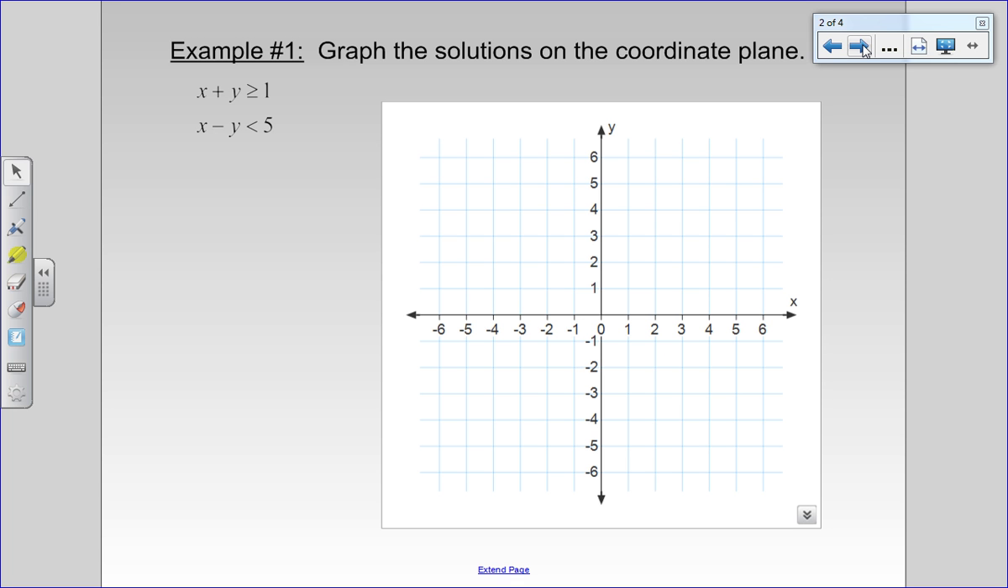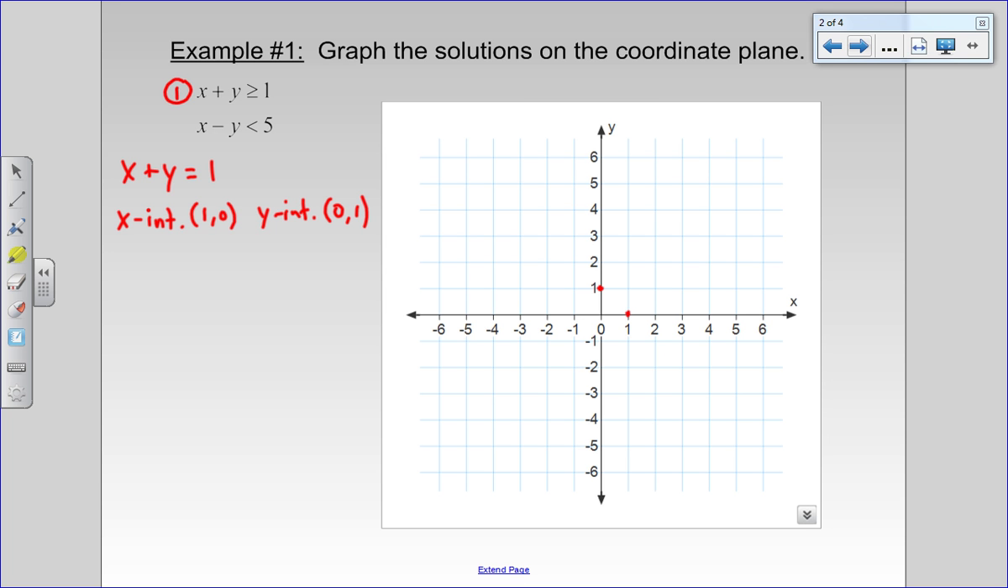Now let's look at an example of this process. We'll graph the solutions of this system of two linear inequalities on the coordinate plane. The first inequality is x plus y is greater than or equal to 1, and we'll graph it in red. The boundary line is x plus y equals 1. This line has an x-intercept of (1, 0), and a y-intercept of (0, 1). So we can plot those 2 points on the coordinate plane.